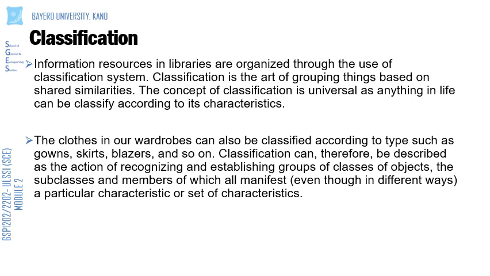For example, the clothes in our wardrobe can be classified according to types such as gowns, skirts, blazers, and so on. So classification can therefore be described as the action of recognizing and establishing groups or classes of subjects, the subclasses and members of which all manifest, even though in different ways, a particular characteristic or a set of characteristics.